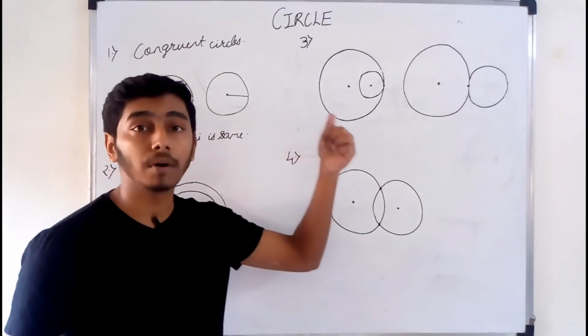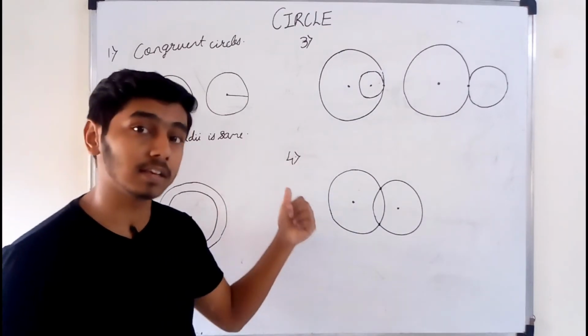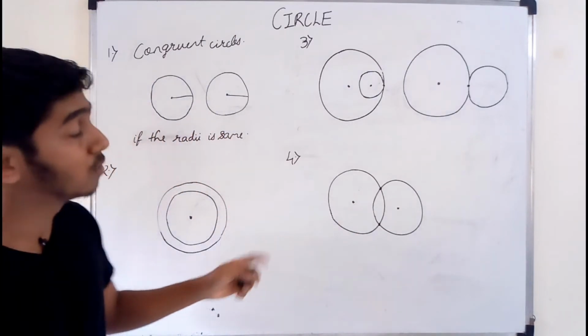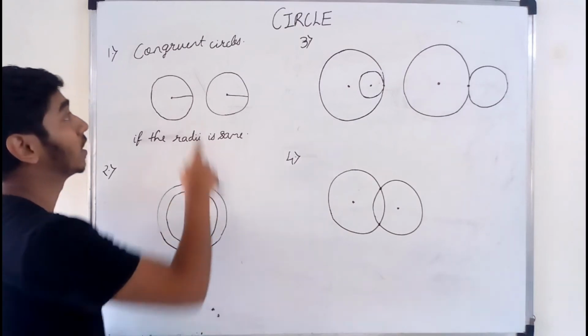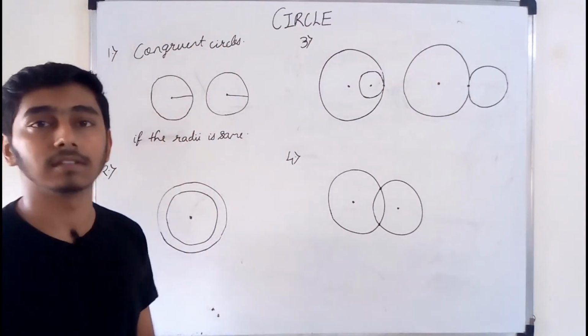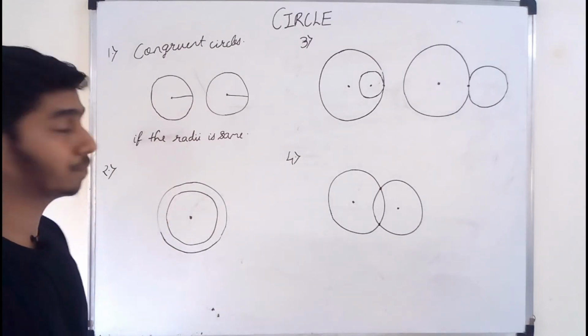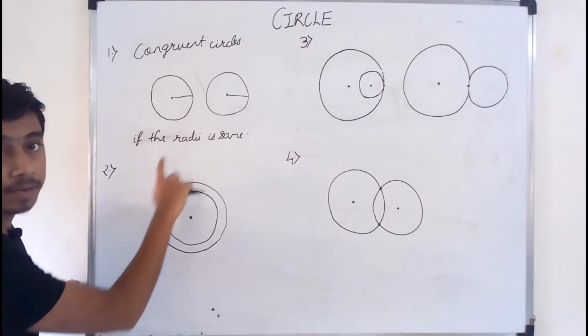We don't need to look at any other part, like the diameter, chord, or central angle. If we are able to say the radius is the same for two circles, then we can say it is a congruent circle. Then let's see the second one. This was the same radius.